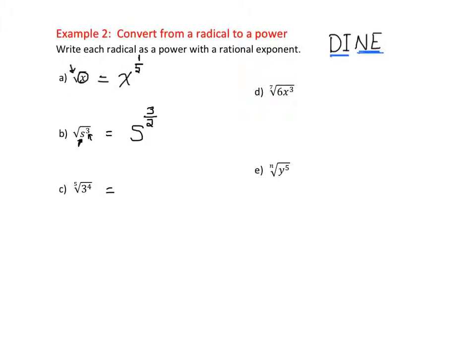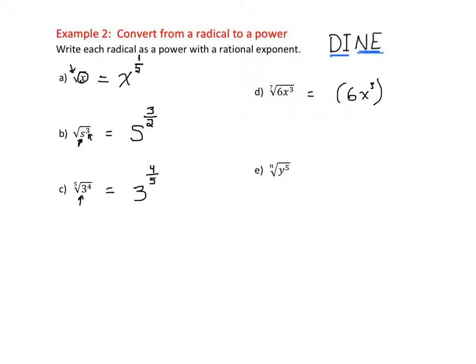Part C, the base of the radicand here is 3. So we're going to have 3 to the power of 4, which was the exponent, over 5, which is the index. For part D, we have a little bit more going on in the radicand. So we're going to take the base, which was 6x cubed, and that's going to be the base of our exponent. The reason we do this is because there's more than one thing in that radicand, so it's a product, we have to put it in brackets.